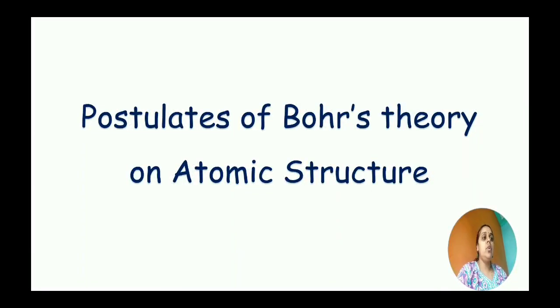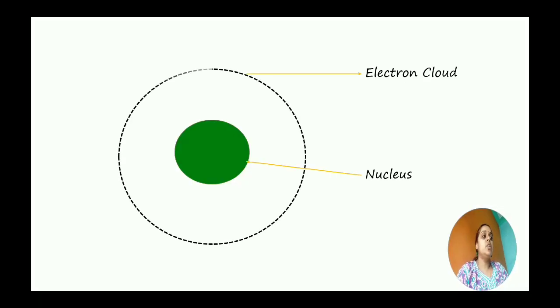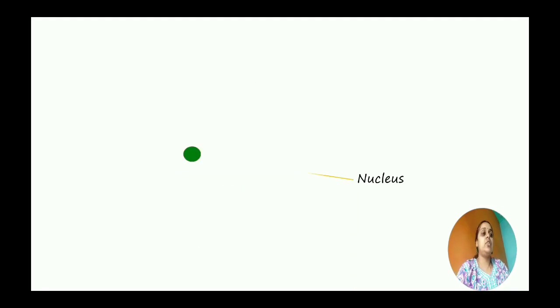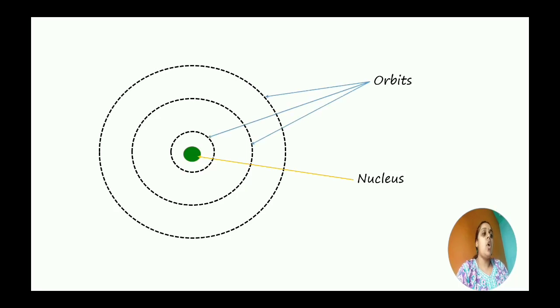In this video, we are going to learn about postulates of Bohr's theory on atomic structure. An atom has a small positively charged nucleus in the center. This nucleus is surrounded by electron clouds. The electrons revolve around the nucleus in circular paths. These circular paths are called orbits or shells.